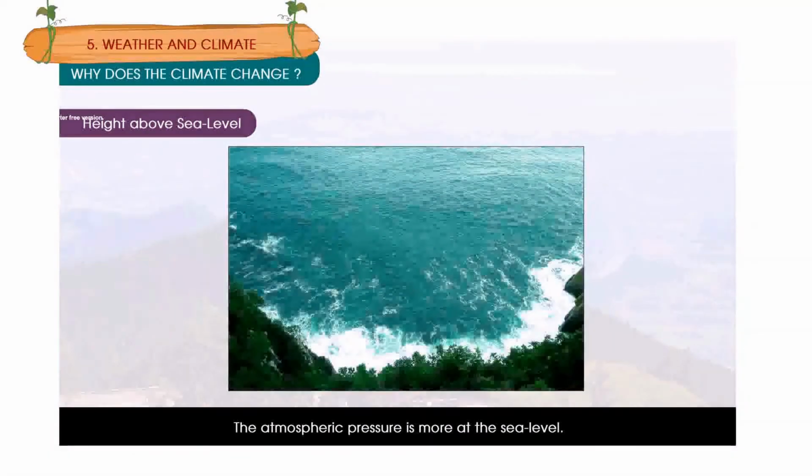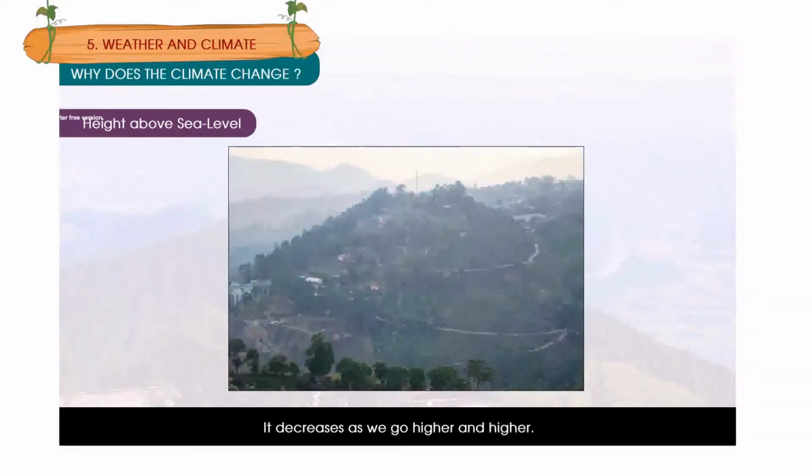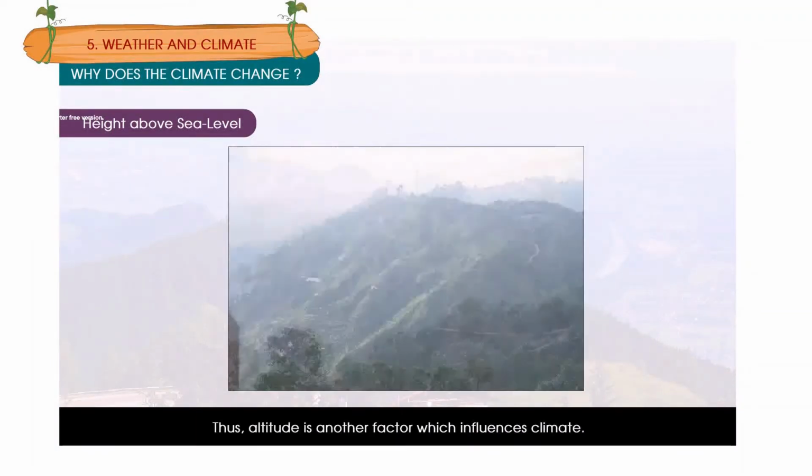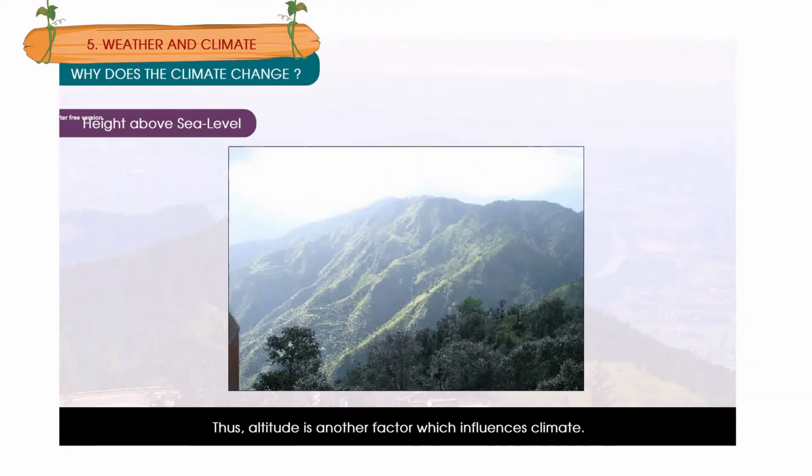The atmospheric pressure is more at the sea level. It decreases as we go higher and higher. Thus, altitude is another factor which influences climate.